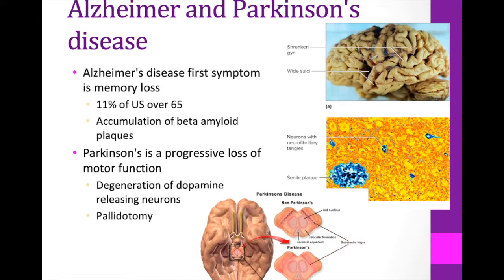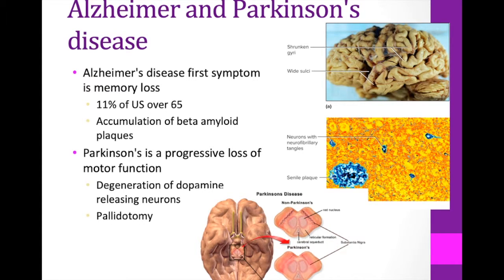And in the picture at the bottom right here, you can see this big blue molecule is one of those beta amyloid plaques that's building up and blocking the flow of nutrients. So Alzheimer's is mostly a memory loss issue, at least in the beginning.